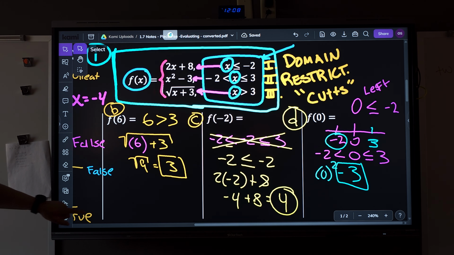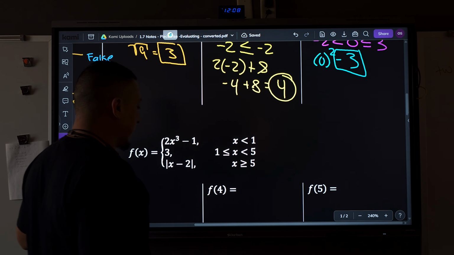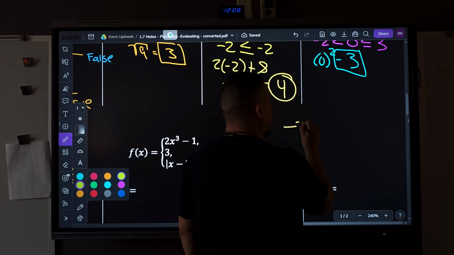Okay. I want to address something. Don't write this down yet. There's an issue that popped up a lot earlier in the classes when they plugged into this.